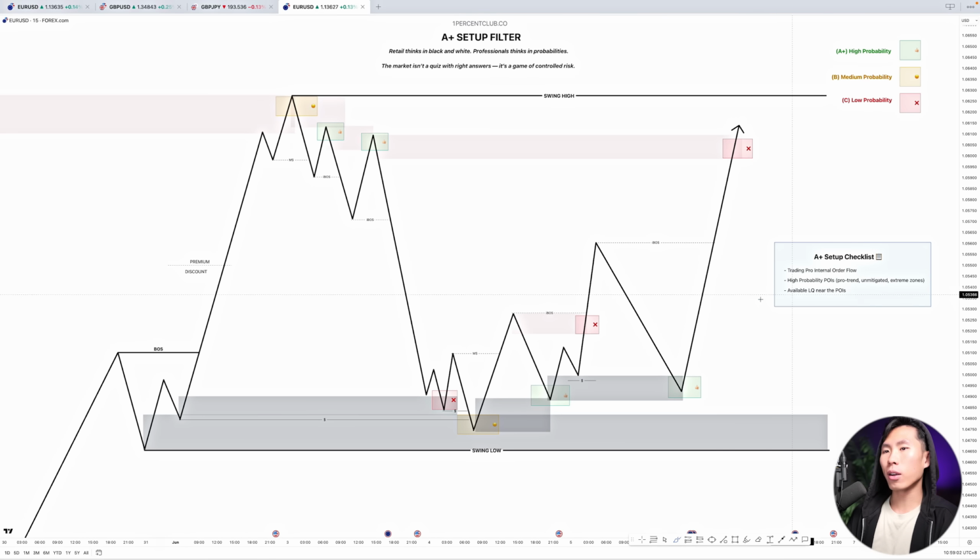And also, you want to trade those zones that have some form of available liquidity near them, right? Because we always want to wait for some form of liquidity sweep before we actually enter the trade itself, right?